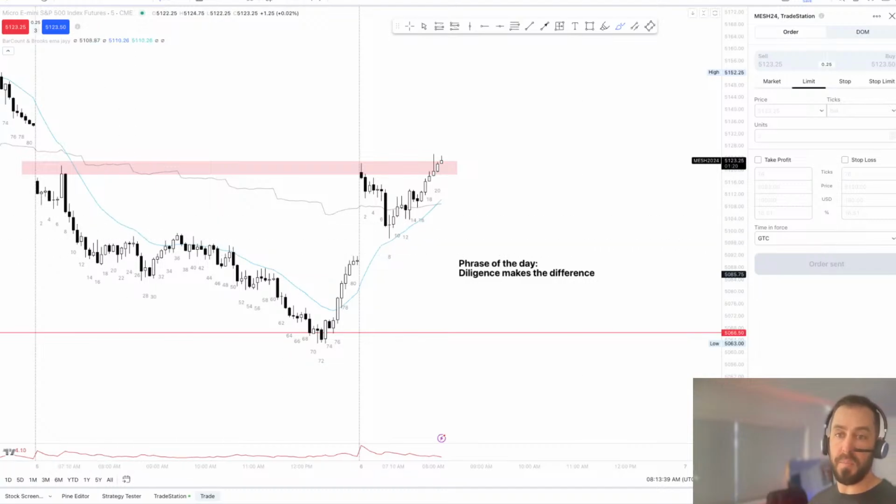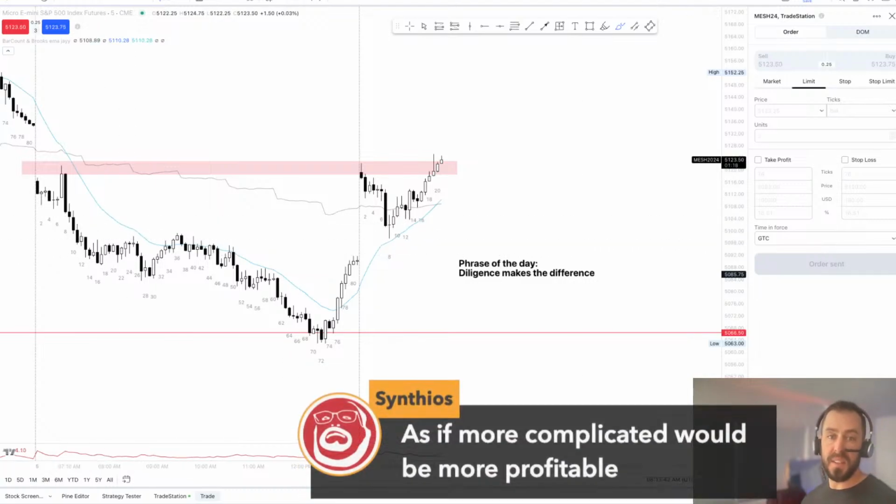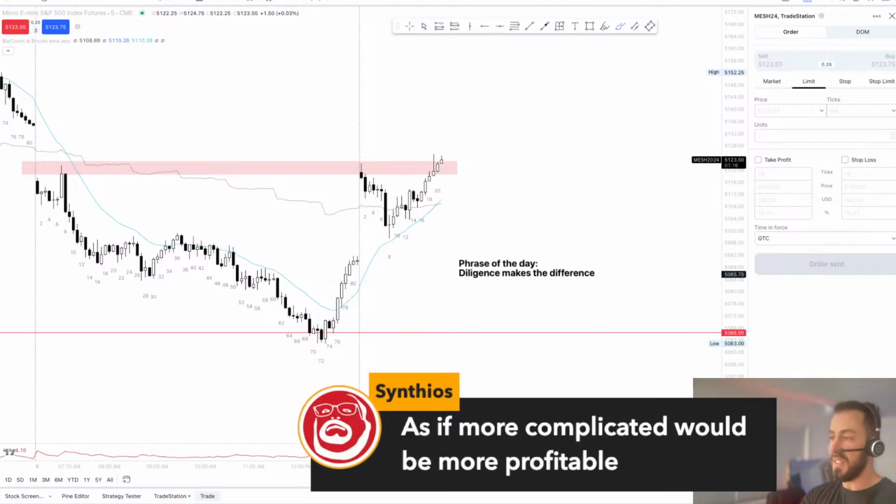As if more complicated would be more profitable. Cynthios, this is a very intelligent statement. If you understand that, then you really understand something about human psychology. And so much of what we do here is about this thing right here. So if you understand this thing right here, or at least some things about it, you're going to do so much better than most traders.